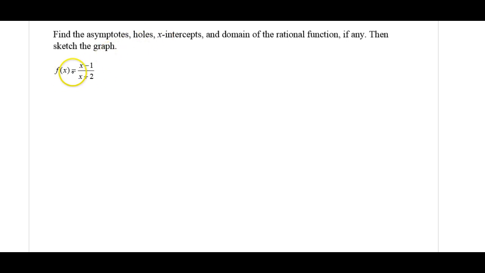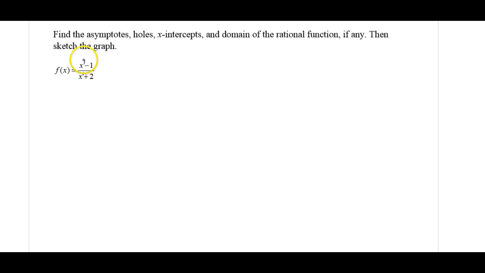So the first function we're going to look at is x minus 1 over x plus 2. Pretty basic rational function. So if we follow the steps that I suggested, we're going to focus on the horizontal asymptote first. So we're going to look at the degree of the numerator. I have x raised to the first power, so that's the highest exponent of x in the numerator. And in the denominator, I also only have x to the first power.